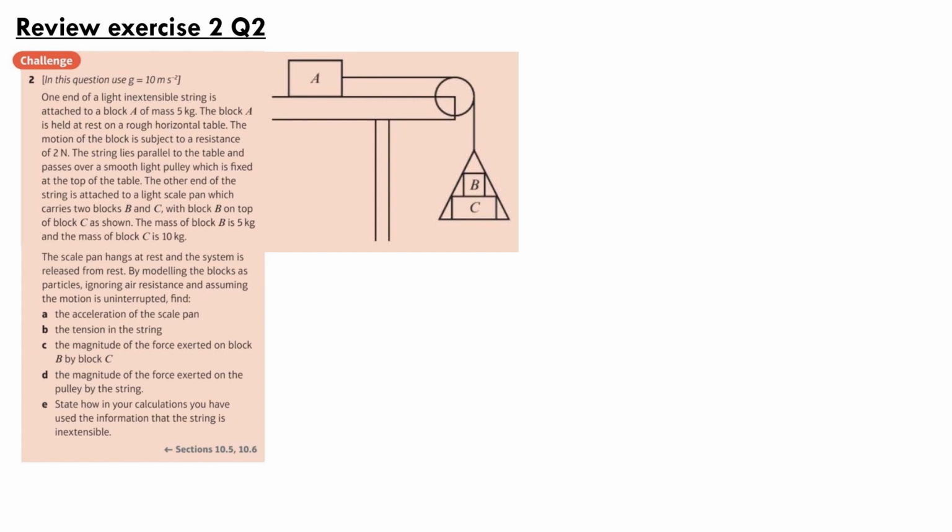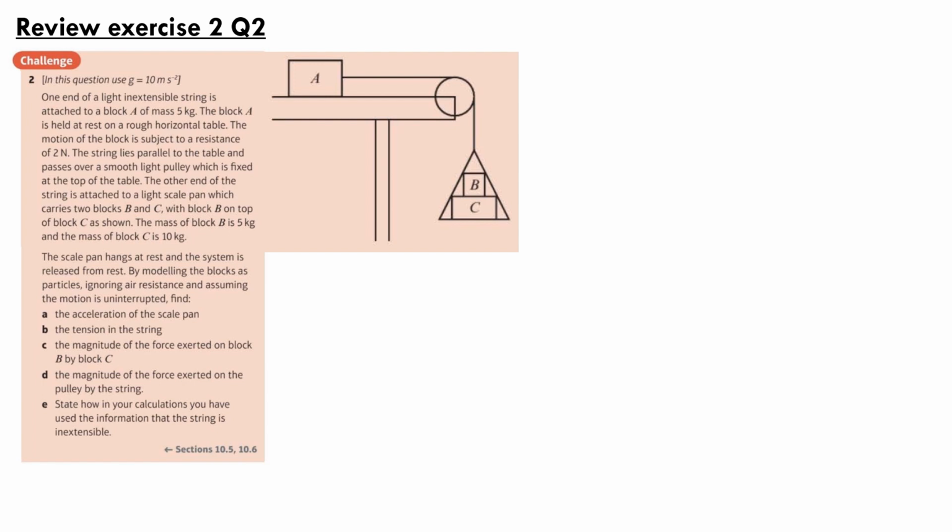Okay, and our final question, question 2. In this question, we're told to use g equals 10 meters per second squared. One end of a light inextensible string is attached to a block A of mass 5 kilograms. The block A is held at rest on a rough horizontal table. The motion of the block is subject to a resistance of 2 newtons.